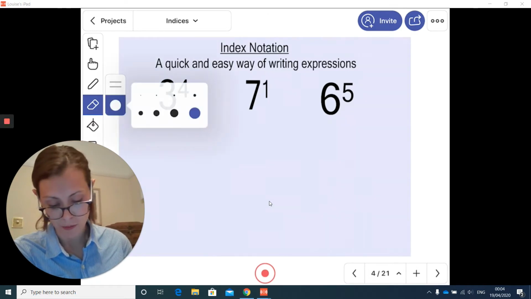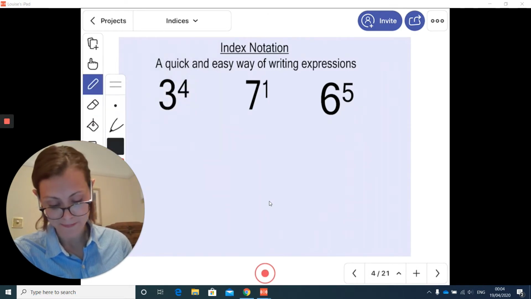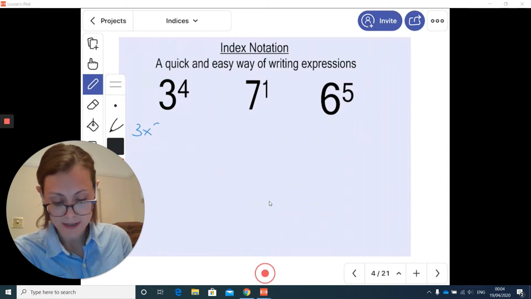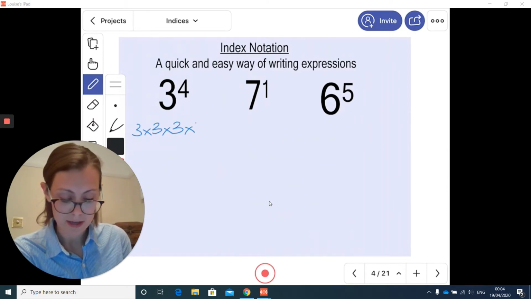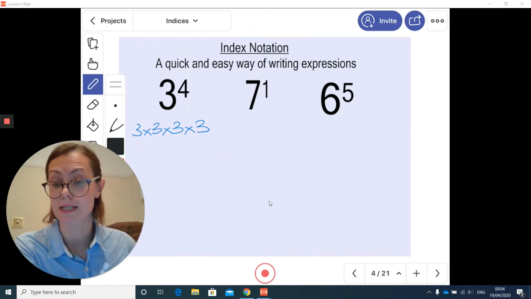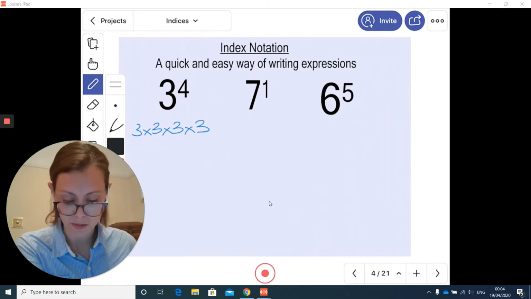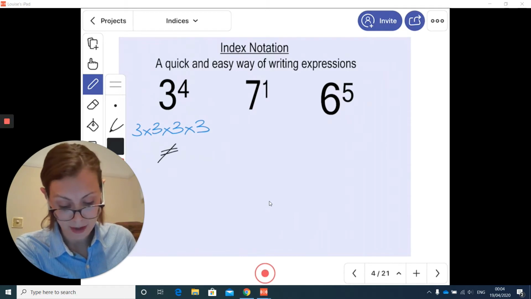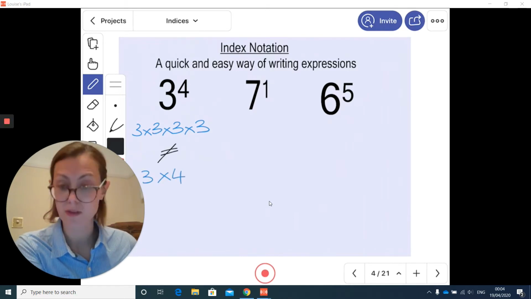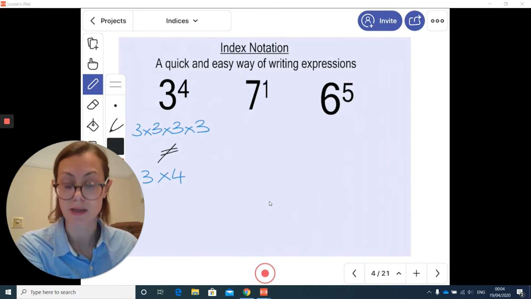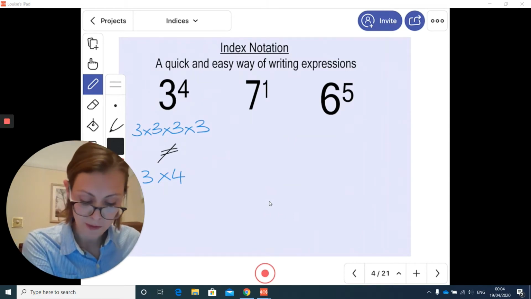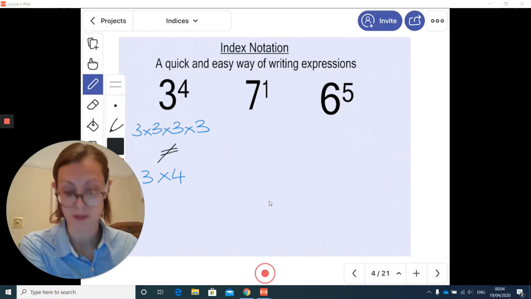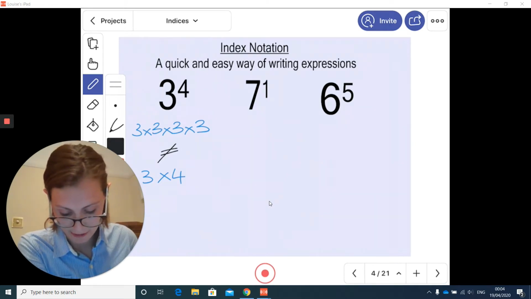So 3 to the power of 4 is the same as writing 3 times 3 times 3 times 3, which just takes a lot of time and takes a lot of space. So this is a much nicer way. Please note, this is not the same as 3 times 4. Okay? They're two different things. So 3 times 3 times 3 times 3 is 3 to the power of 4, and 3 times 4 is just 12.